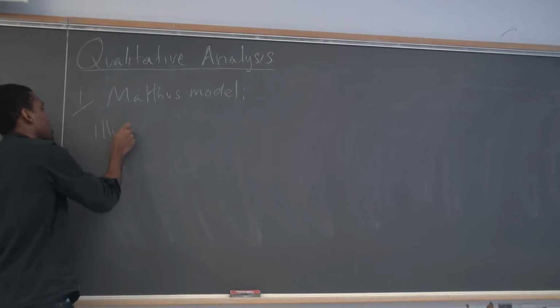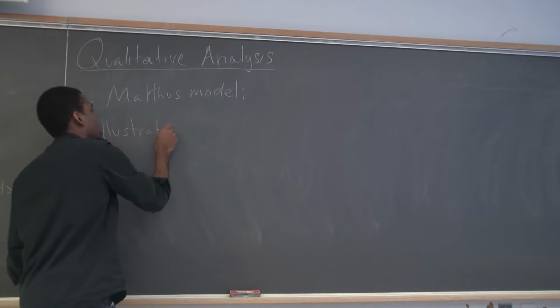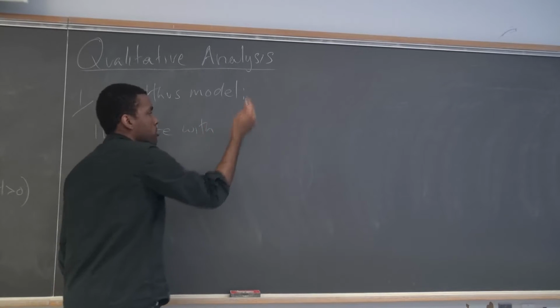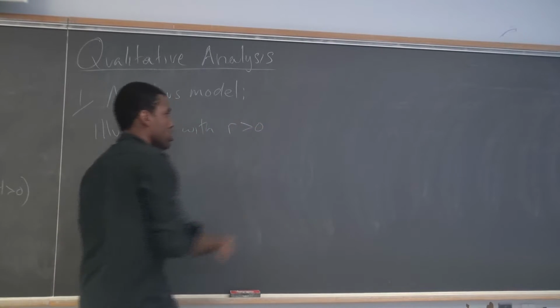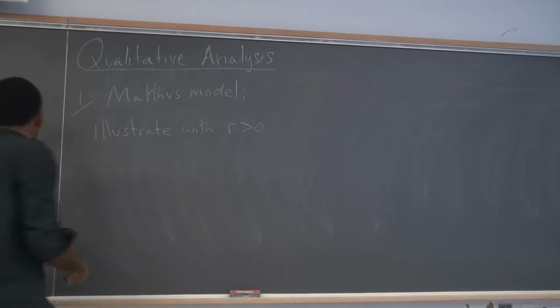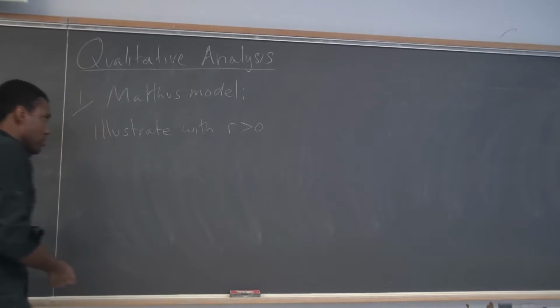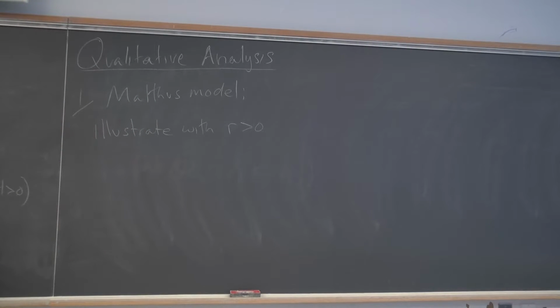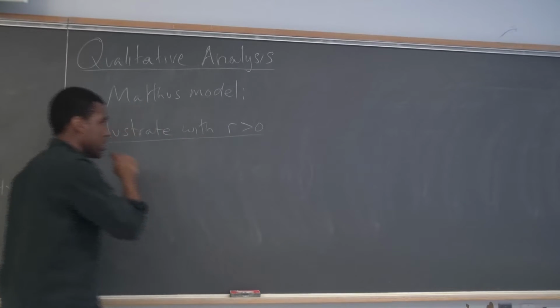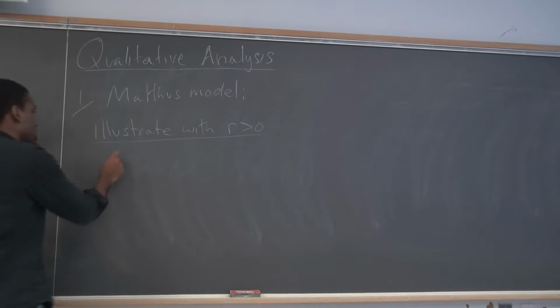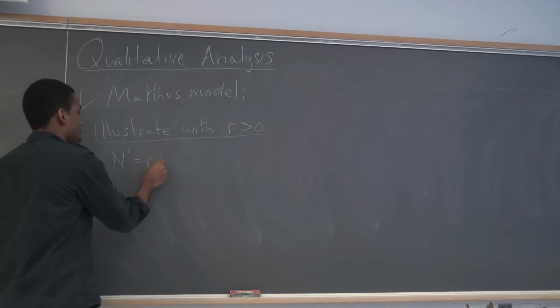Let's illustrate with, let's assume that R is greater than 0, so this population is growing. And technically, R could be less than 0 if a population is decreasing. That is also possible. Okay? So let's look at n prime equals Rn.